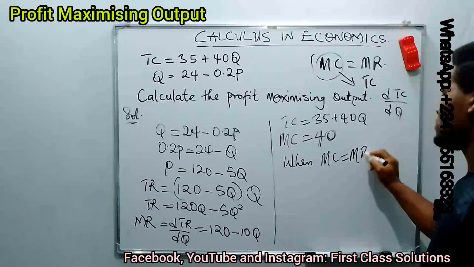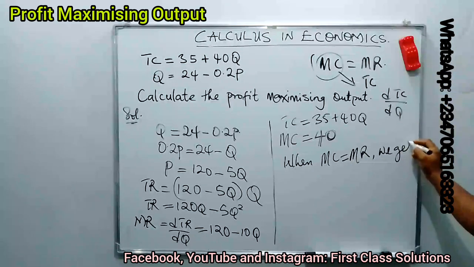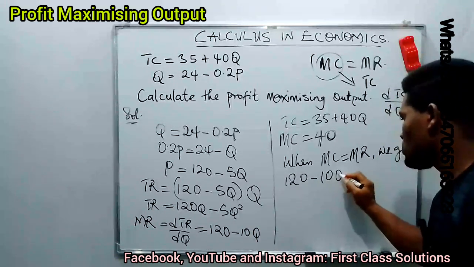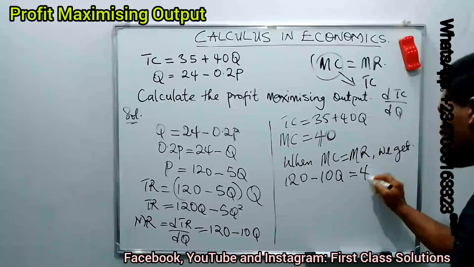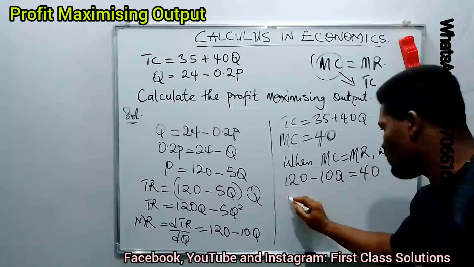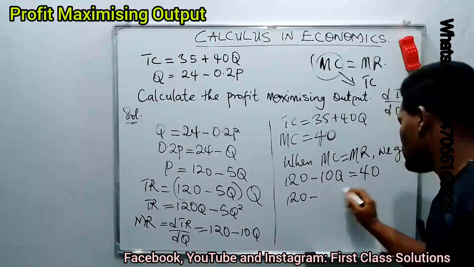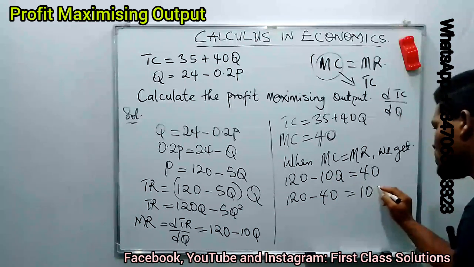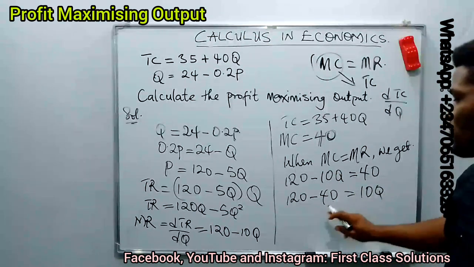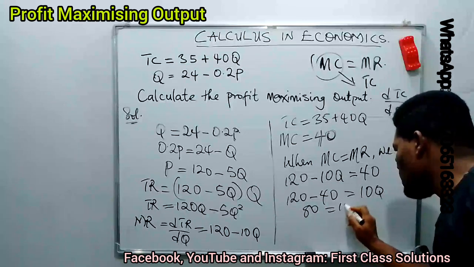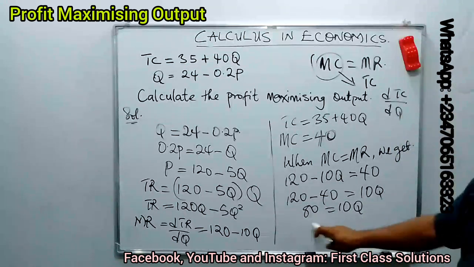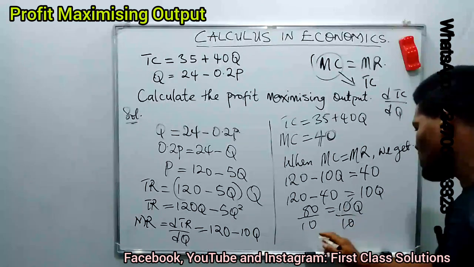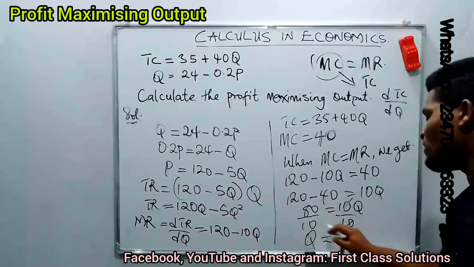So following the marginal principle, where MC equals MR, we get 120 minus 10Q being equal to what? Being equal to 40. So we collect like terms. We have 120 minus, bring 40 into this place, becomes minus 40. Take this one to the other side, equals to 10Q. 120 minus 40, we have 80 equals 10Q. So if we divide both sides by 10 to get our Q, 10 cancels 10, implies that our Q is equal to 80 divided by 10, we have 8.